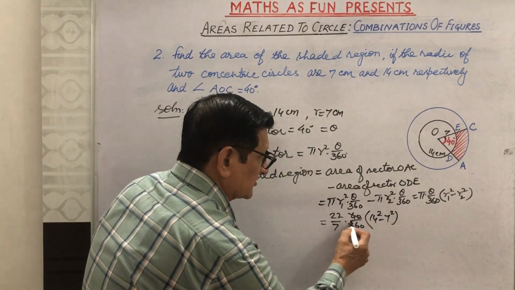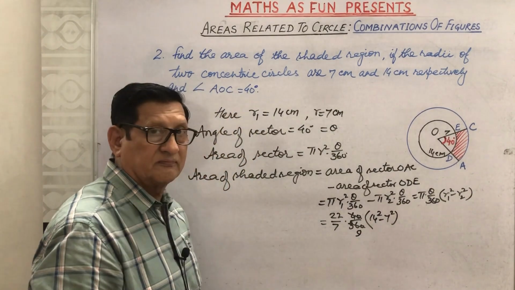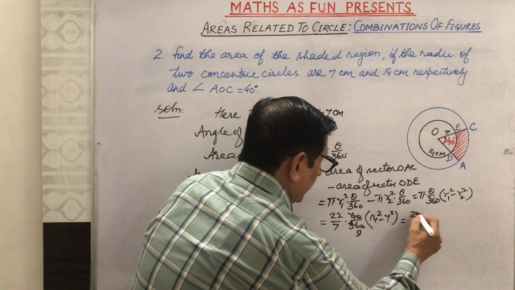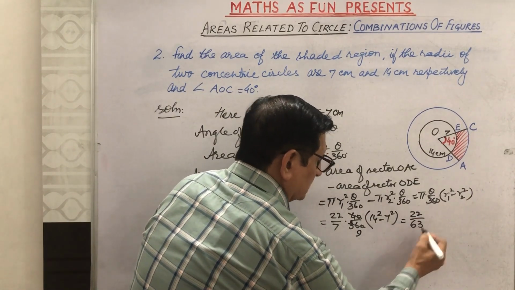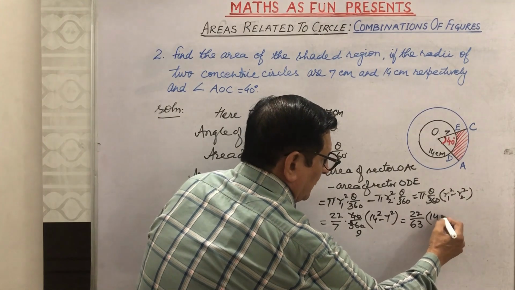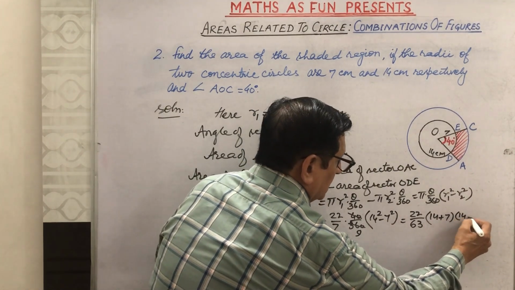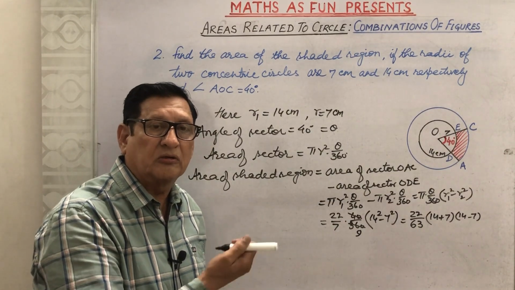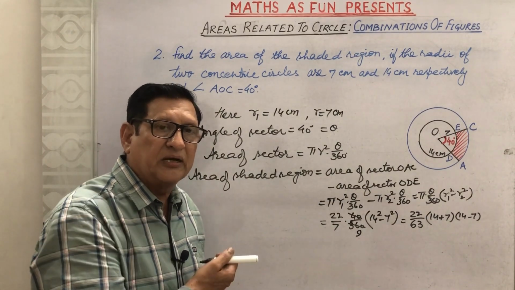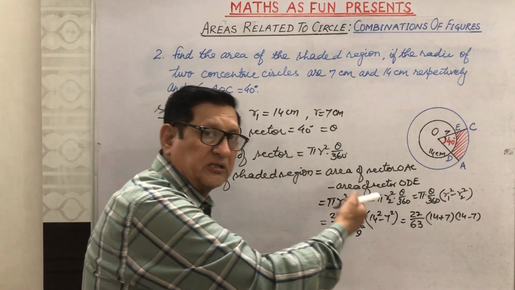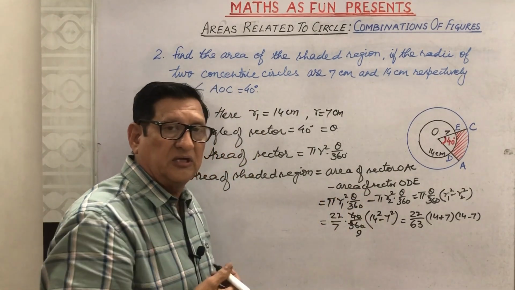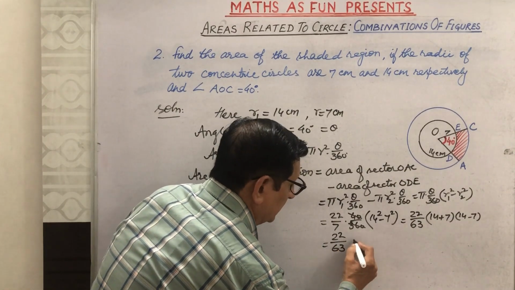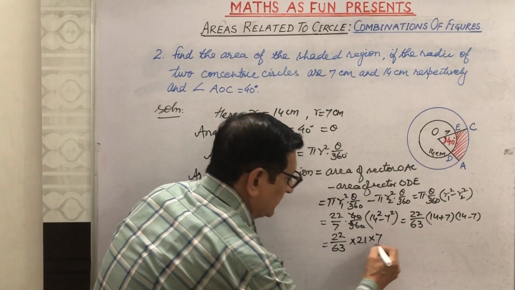40 cancels this 9 times. So we are getting here 22 upon 7 into 9 is 63 into 14 plus 7 into 14 minus 7, since a square minus b square is equal to a plus b into a minus b. This is the way to make the calculation easy. So we get here 22 upon 63 into 21 into 7.